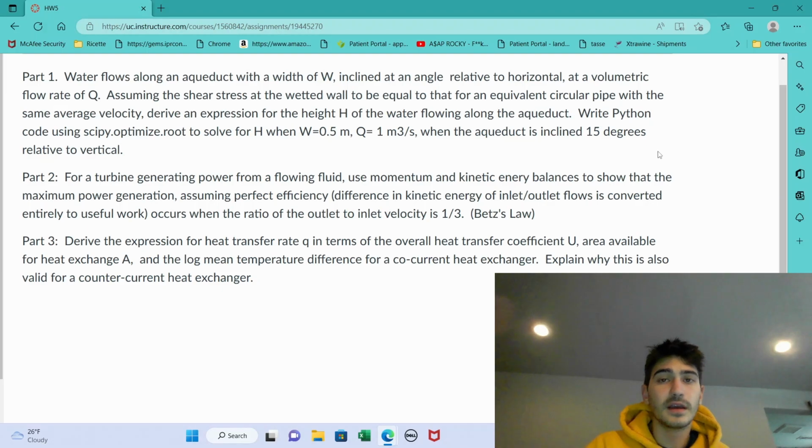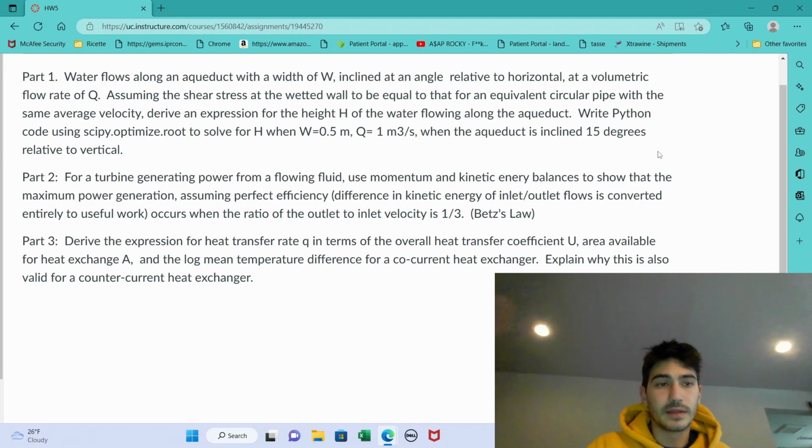With that being said, in this first video, we are given water flowing through an aqueduct with a width of W. It is inclined at an angle relative to the horizontal and is flowing at a volumetric flow rate of Q. We are given the assumption that the shear stress at the wetted wall is equal to that for an equivalent circular pipe with the same average velocity, and to derive an expression for the height h of the water flowing along the aqueduct.